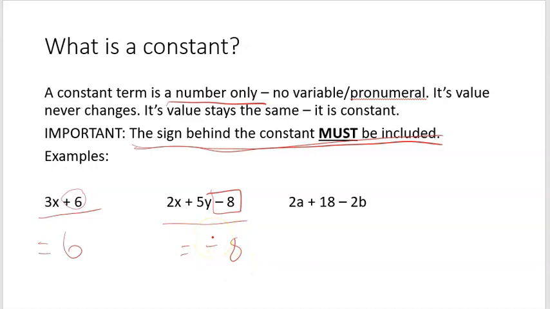In the final example, we've got 2a add 18 subtract 2b. Now you can see there isn't a number on its own on the end this time. It is in the middle. And you need to include the sign with it. So you know it's a positive number. So the constant for 2a add 18 subtract 2b is 18. We know it's positive. We don't have to put the positive sign there because 18 on its own we already know is a positive number.